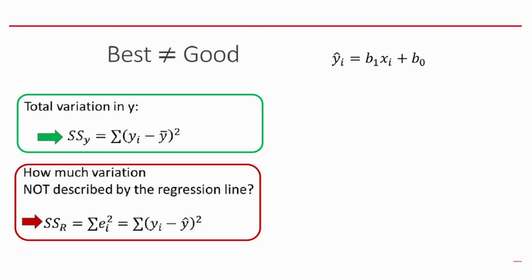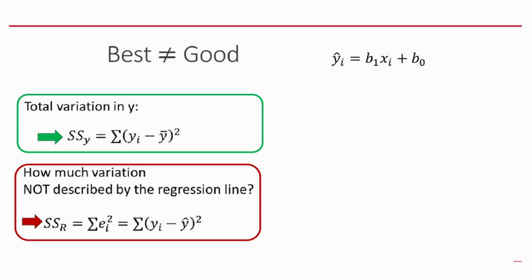Now, this isn't something that we're going to calculate by hand, but it's something good to know where this comes from. So the total variation in y can be calculated by taking each value for y minus the mean and squaring it and adding it all up. So that's how many ups and downs there are in the data set for the y variable.